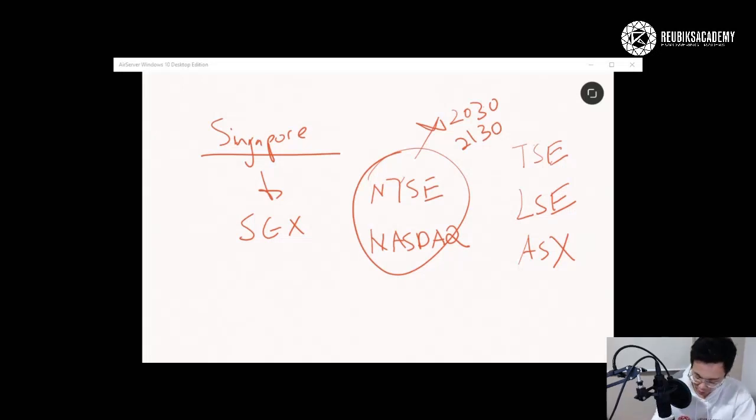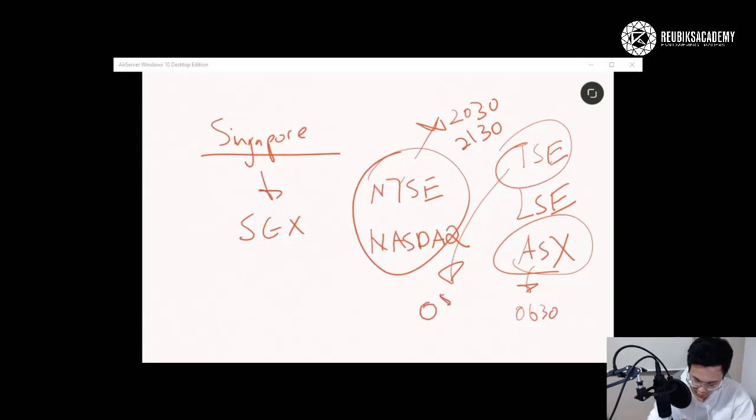Then for example, I would know that the Australian Stock Exchange for me opens at around, if I'm not wrong, 6:30. Okay, then the Tokyo Stock Exchange opens around the same time as Singapore, which is around 8:30, right? Based from the perspective of a Singaporean. Then the London Stock Exchange opens at about 4:30 p.m. if I'm not wrong.